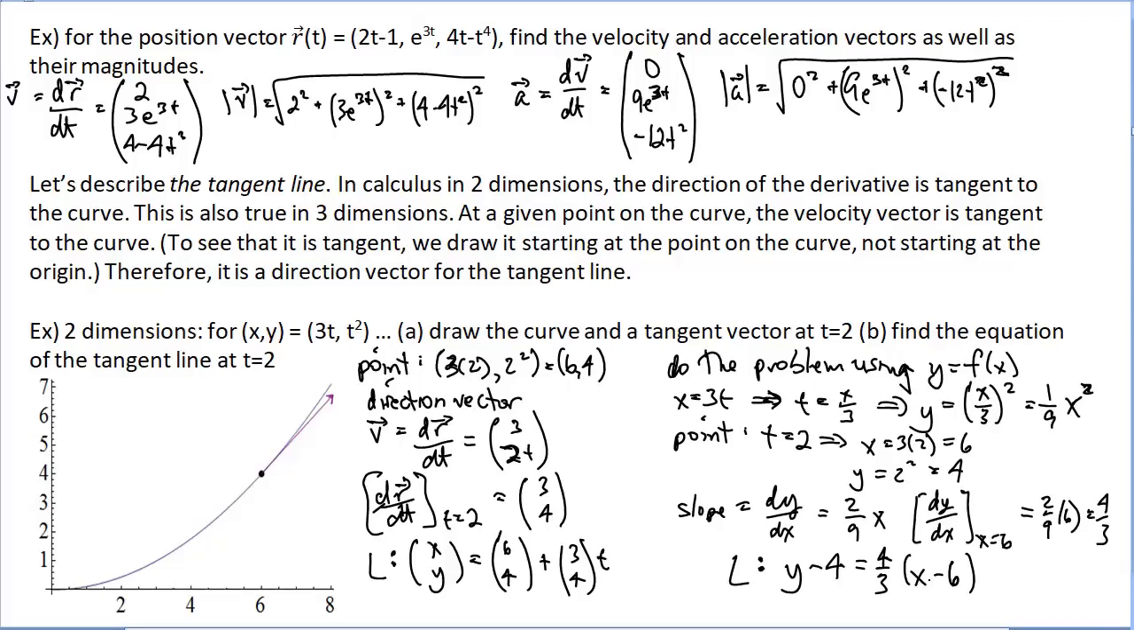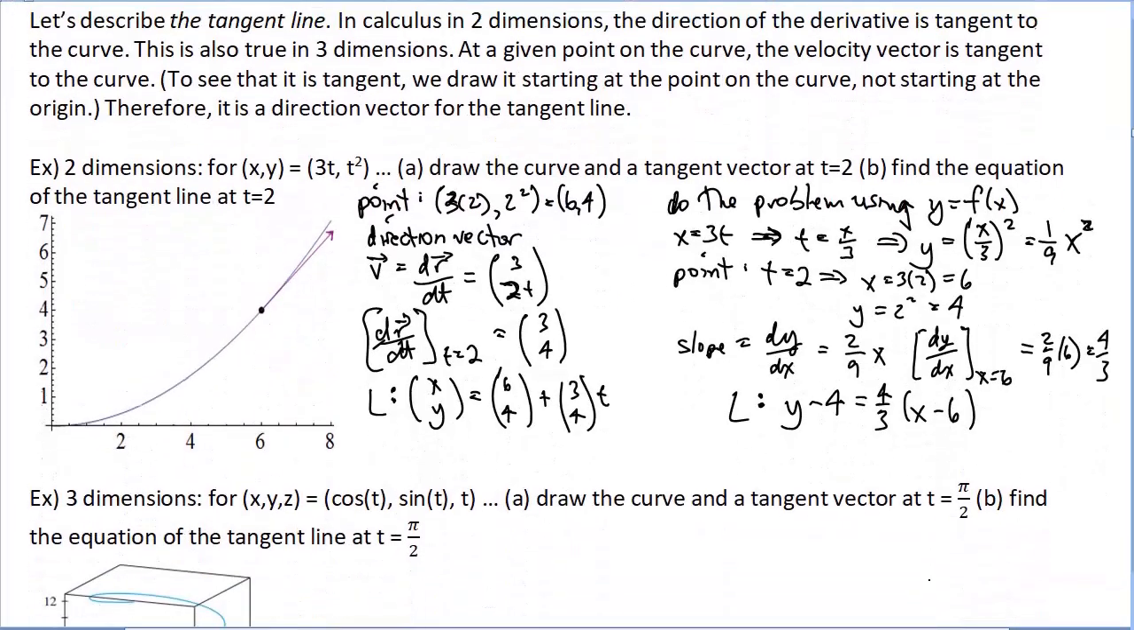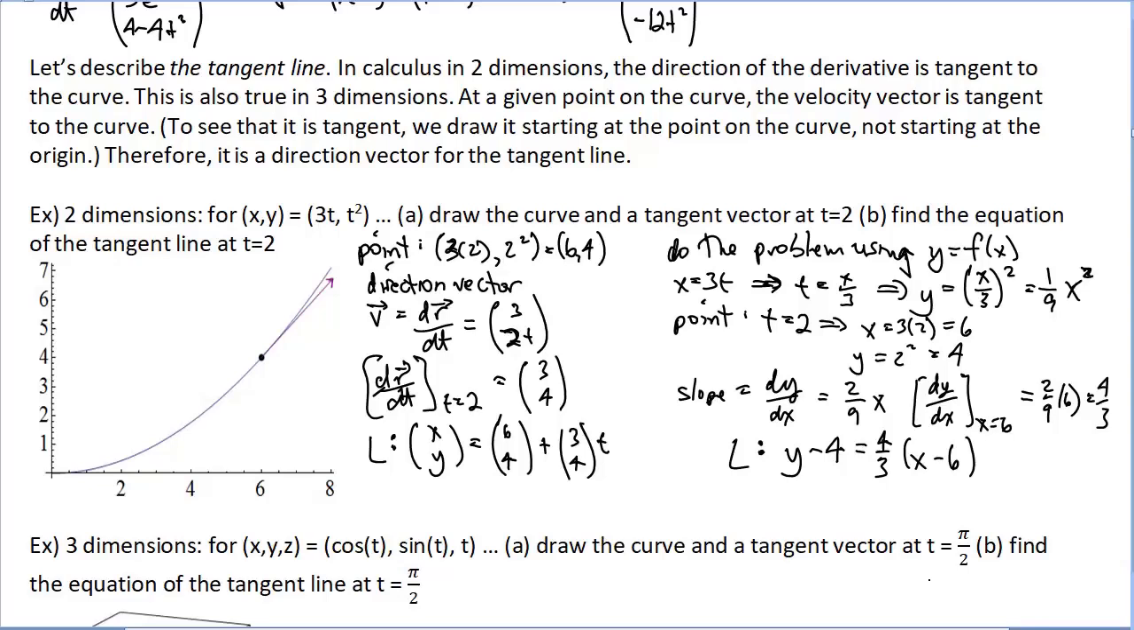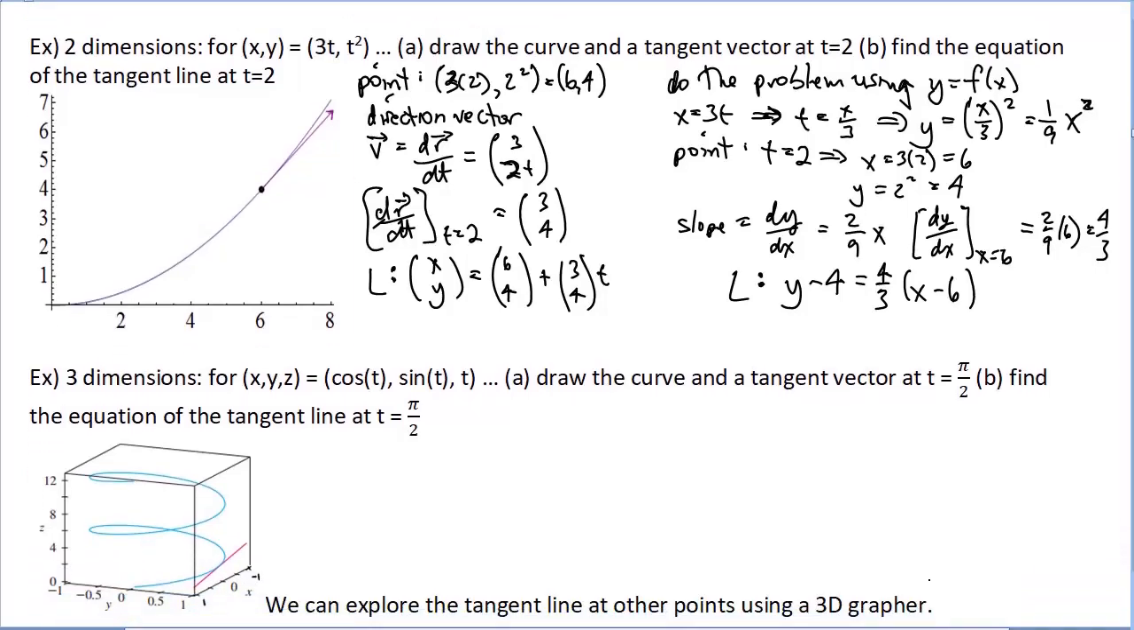Now, what about in 3 dimensions? In 3 dimensions, it's much easier to work just with vectors, and that's what we're going to do. For our vector function, ⟨x, y, z⟩ equals ⟨cos t, sin t, t⟩, something that we've seen before, first we're going to draw the curve and a tangent vector at t equals pi/2, and then we're going to find the equation of the tangent line at t equals pi/2. All this is in 3 dimensions, so for drawing these things, we're going to use software. Here is that graph. We know that this is the equation for a helix, and the tangent vector at t equals pi/2 is drawn as a straight line tangent to that point.